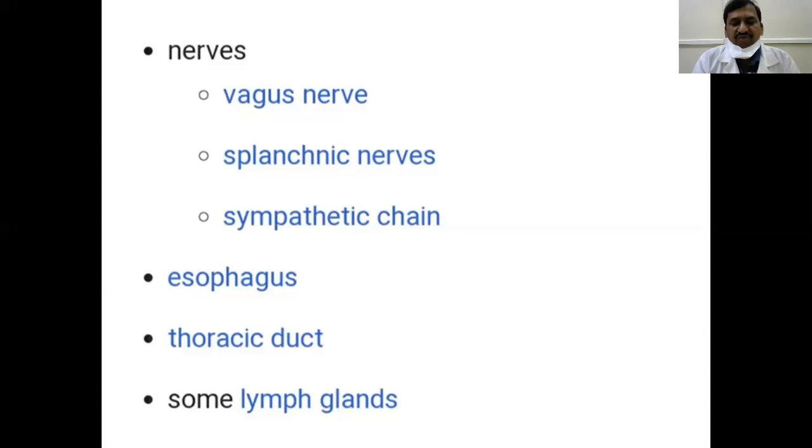Next is the esophagus and the thoracic duct. The length of the esophagus is 25 centimeters, and it has constrictions. At the starting point, at the level of C6, there is a constriction formed by the cricopharyngeus muscle. And at the ending of the esophagus, where it opens into the stomach, there is another constriction, the cardiac sphincter.